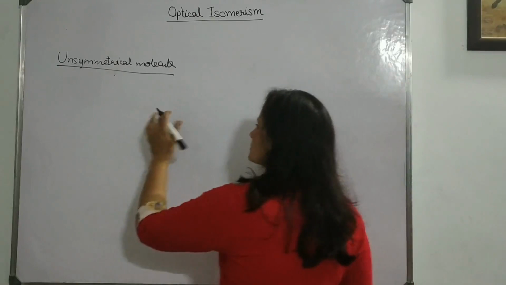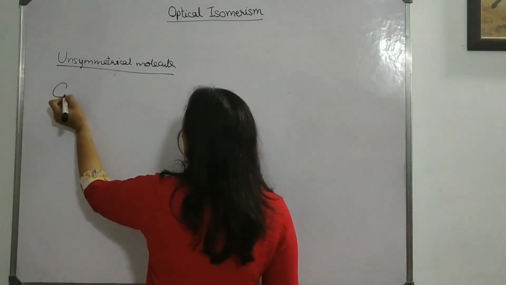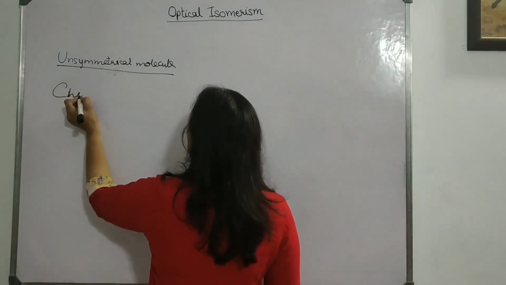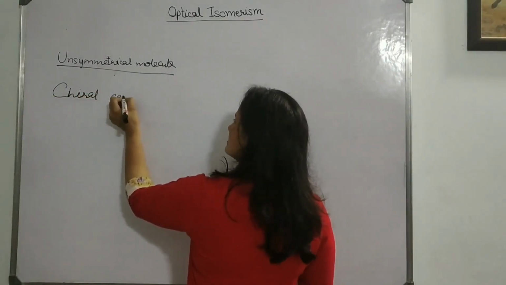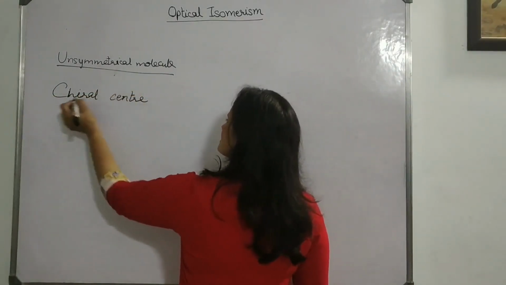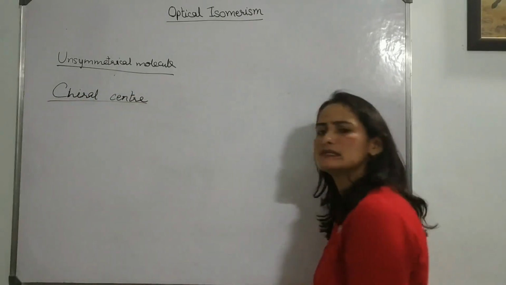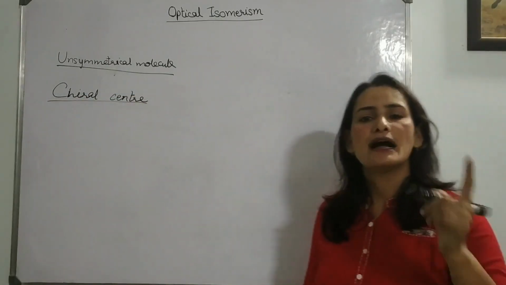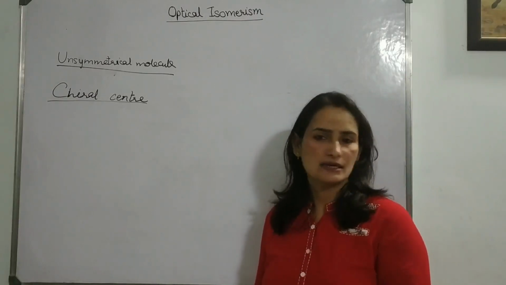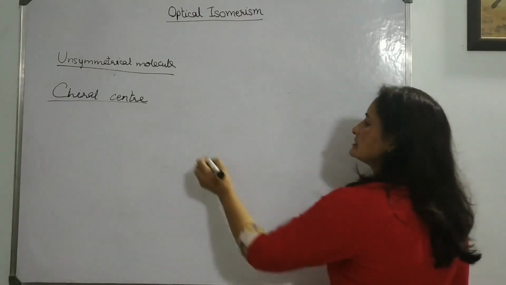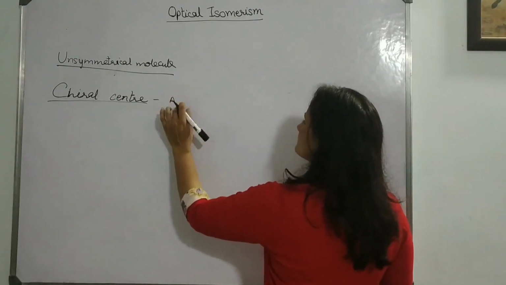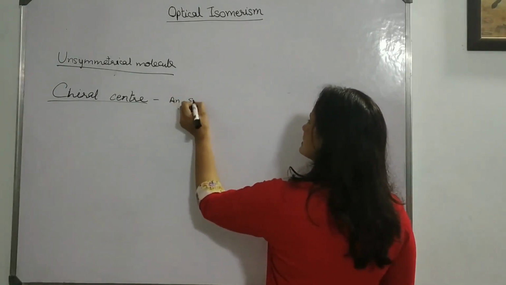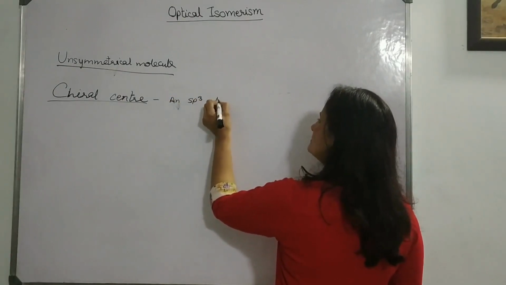So here, before going in detail, I am going to take another point over which direct questions have been found in the exams. Chiral center. What is the meaning of chiral center? I am not saying chiral carbon, I am saying chiral center. So chiral center is an sp3 atom.